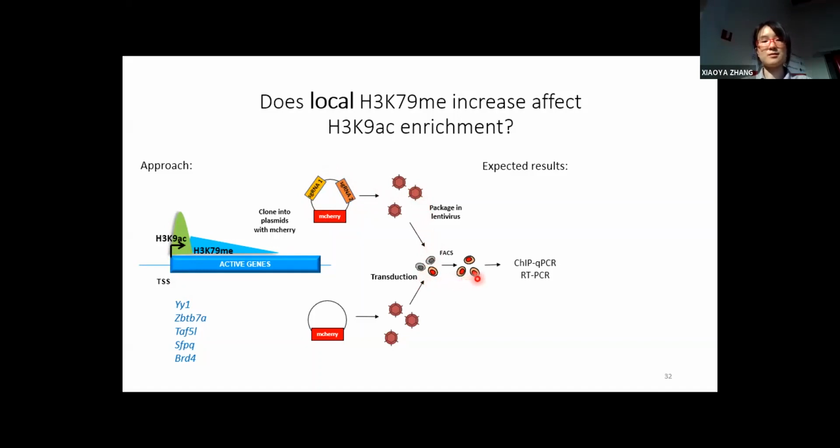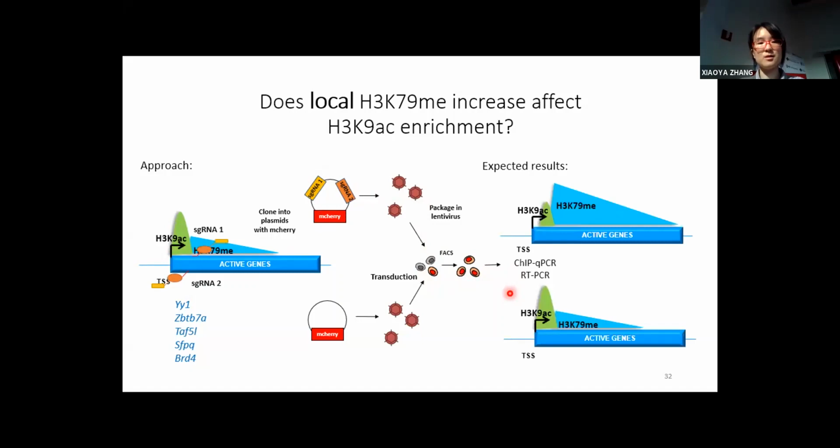Through sorting, I got the cells that are expressing guide RNA and my transgene. And from those cells, I can do a ChIP-PCR for H3K79 methylation and H3K9 acetylation. So you can see if there is an increase in the K79 methylation level, does that decrease the K9 acetylation? And also RT-PCR can help me understand, does that change affect the gene expression at the location?